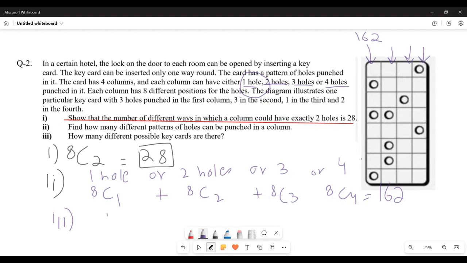So using basic counting principle, first row can be done in 162 ways. Second row can also be done in 162 ways. Third row can also be done in 162 ways. And the last row can also be done in 162 ways. So this is going to be 162 power 4. So there are 162 power 4 possible key cards that can be made.